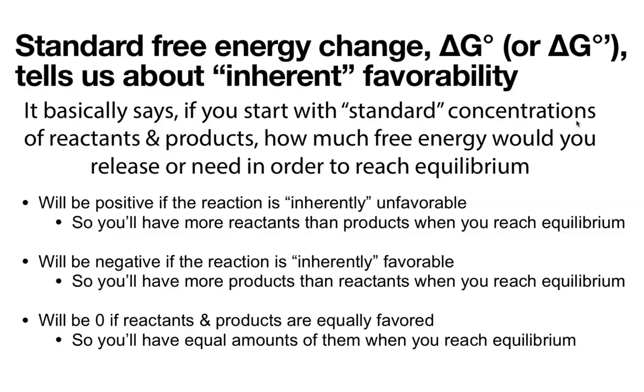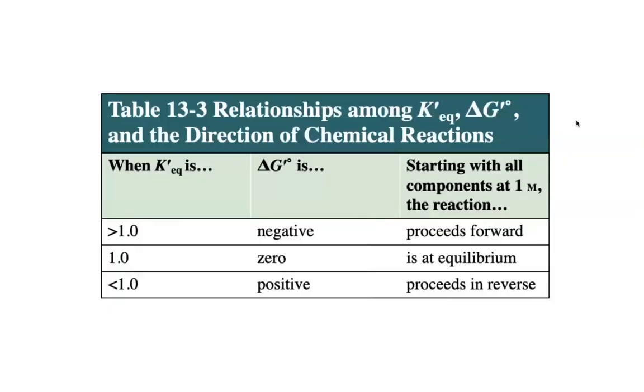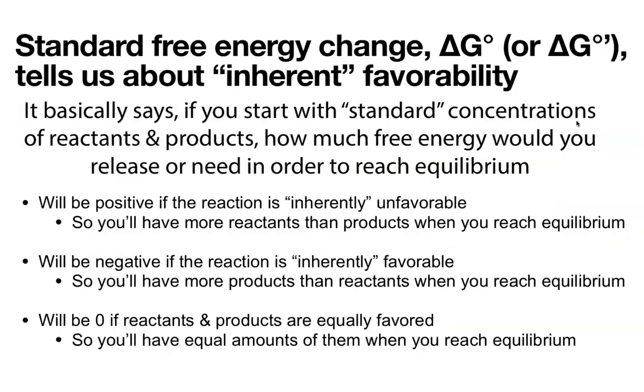Here are some key takeaways. One is that the standard free energy change, delta G naught, is telling us about the inherent favorability. If you were to mix these molecules together and let them reach equilibrium, what would you find more of, the products or the reactants? If a reaction is favorable, you find more of the products, which would mean that you would have a negative delta G and a KEQ that's greater than 1.